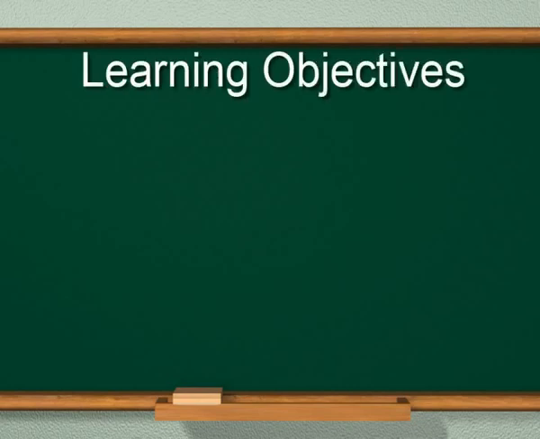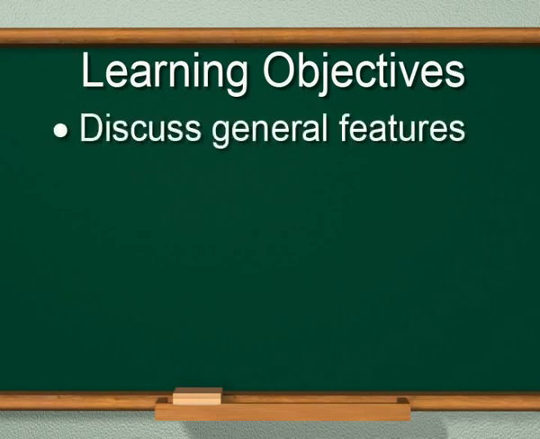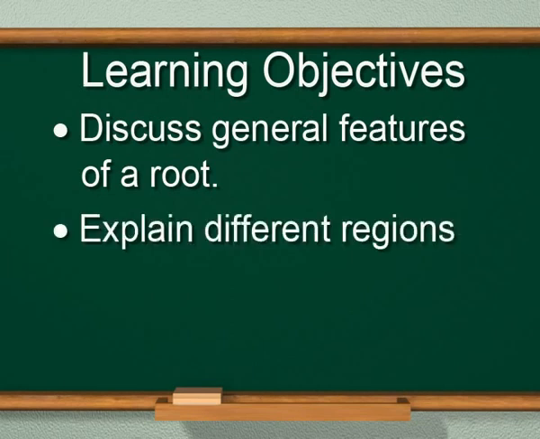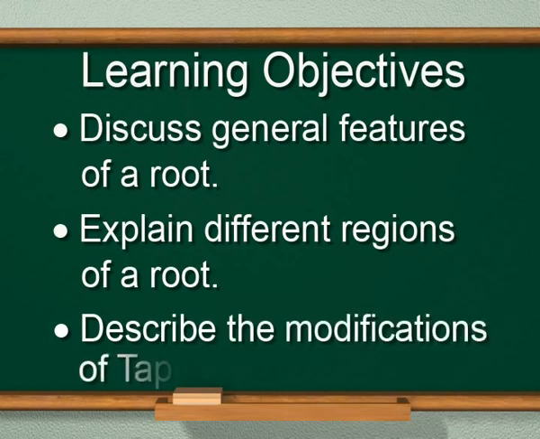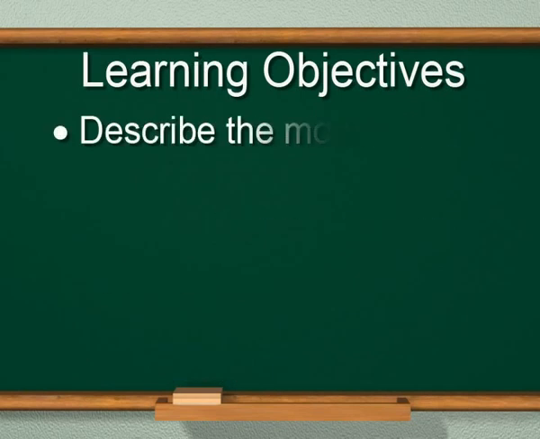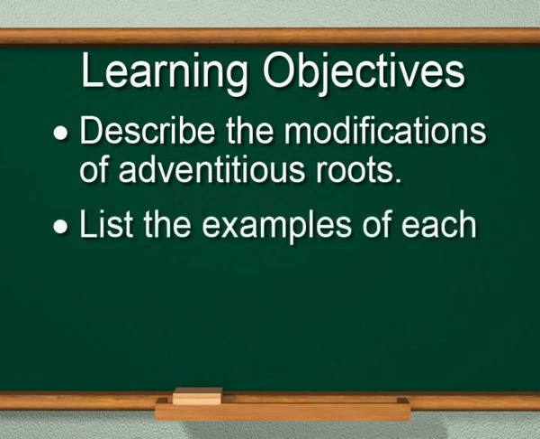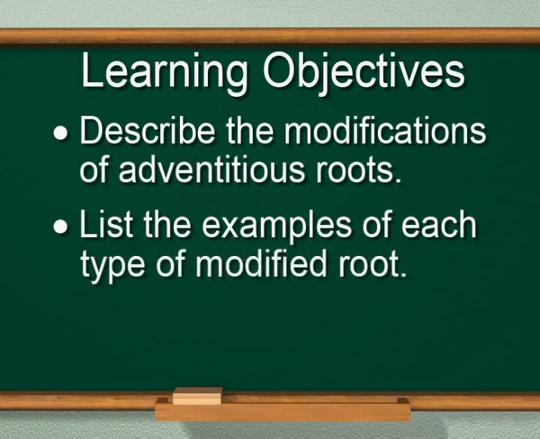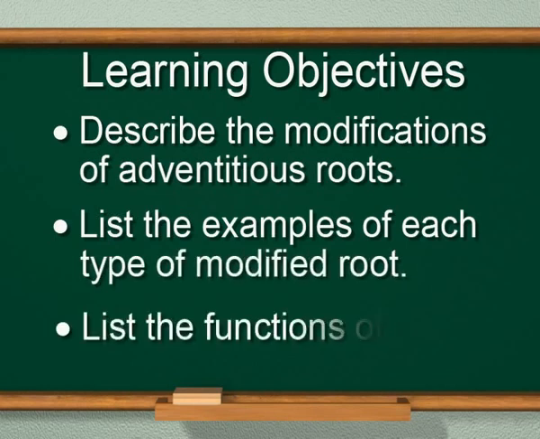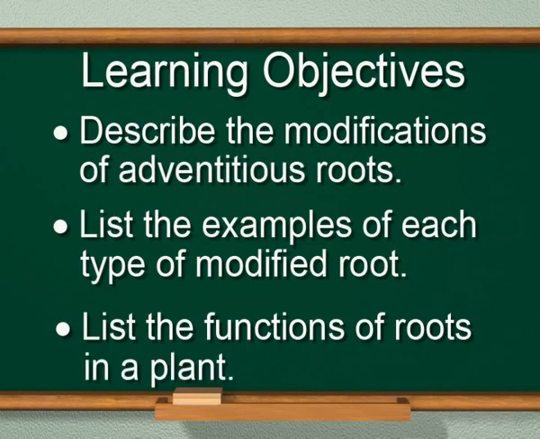On completion of this topic, learners will be able to discuss general features of a root, explain different regions of a root, describe the modifications of tap root, describe the modifications of adventitious roots, list the examples of each type of modified root, list the functions of roots in a plant.